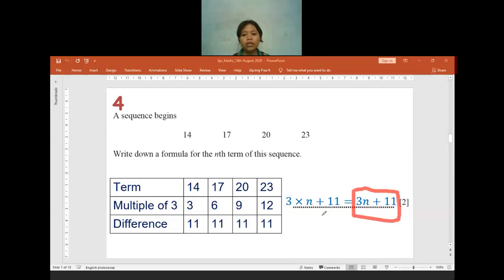Okay, is there anyone else having any question? Yeah, I see you're drawing, Miguel. Okay, is there anyone else having any question? No? Okay. If you have no question, I will move to question 5.